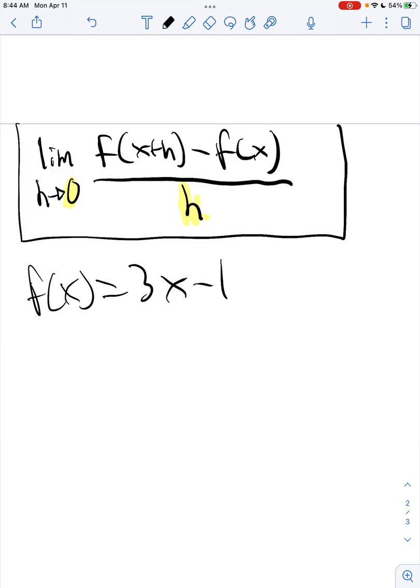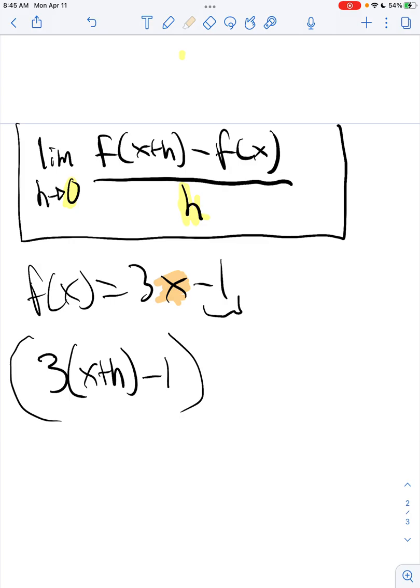So I'm going to rewrite this equation. Every time I see an x in my equation, which I only have one in this case, I'm going to substitute in x plus h for this first part. So I'm going to say 3(x plus h), and then I still have minus 1. So this is all the first section. Let's call this our green section. So right here is what I'm doing: 3(x plus h) minus 1.